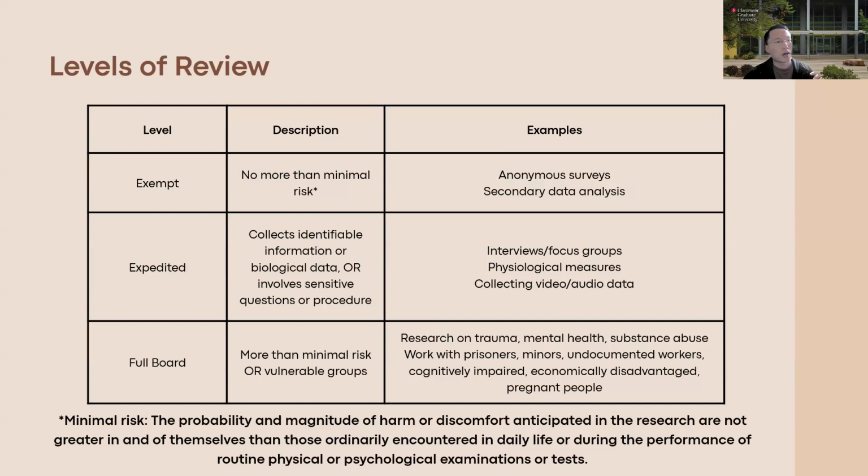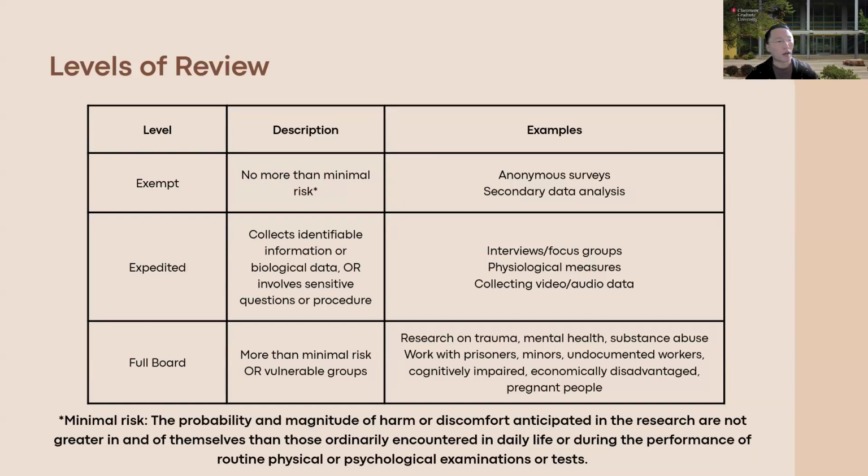And the second category, in addition to exempt, is expedited review. Expedited review often happens when the research collects identifiable information or biological data, or the research involves sensitive questions or procedures. Some examples of expedited review include interviews or focus group interviews, research that involves some kind of physiological measures, or research that is collecting video or audio data from the participant.